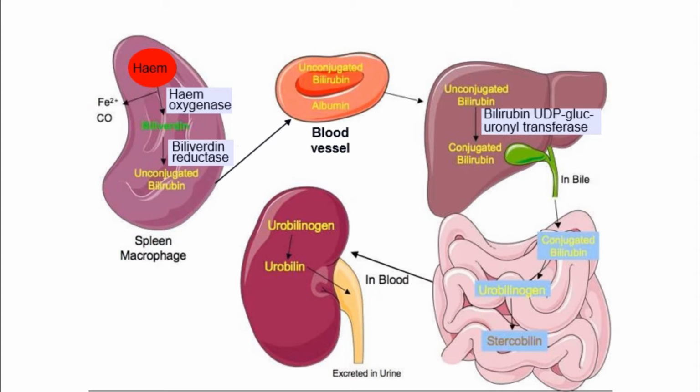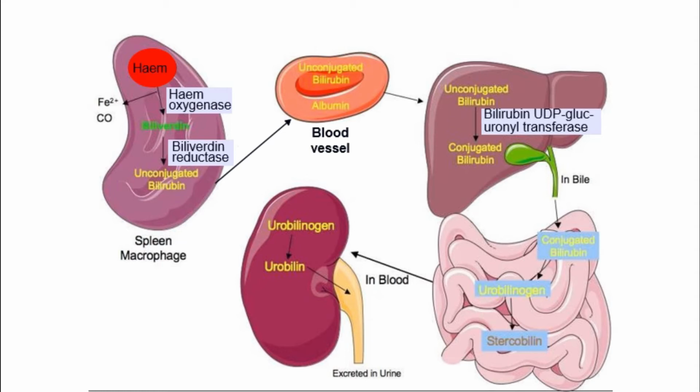RBCs getting destroyed, releasing heme, which ultimately is converted into biliverdin. Biliverdin then gets converted into bilirubin. The bilirubin that we are getting through this process is unconjugated and water insoluble. So what they do, they will bind with albumin and will be taken up by the liver. In the liver, the unconjugated bilirubin will bind with glucuronic acid and become conjugated bilirubin. The conjugated bilirubin will then be excreted from the liver with bile and will reach the intestine.